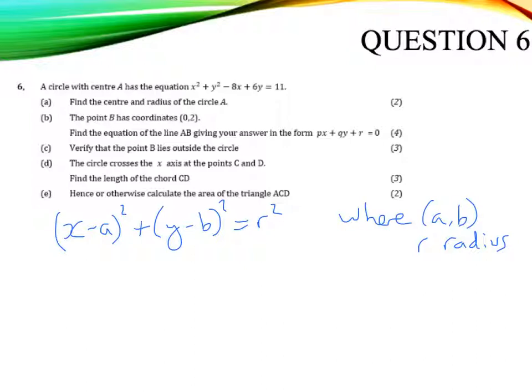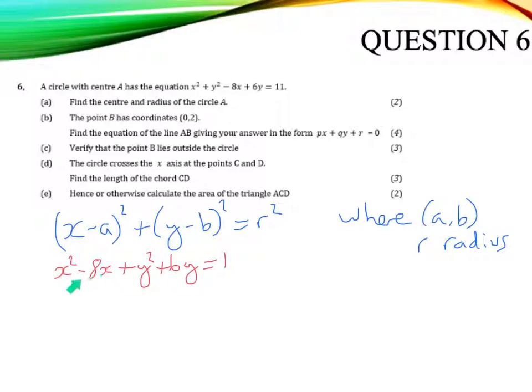First thing I'm going to do is just rearrange our circle a little bit to get my x's together and my y's together. I find it a little bit easier to do it that way and make less mistakes. So I've got x squared minus 8x and I've got plus y squared plus 6y equals 11.